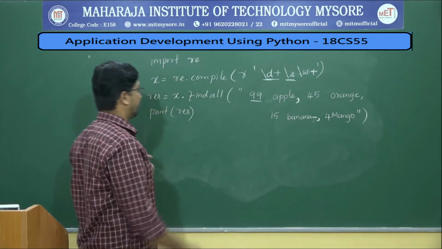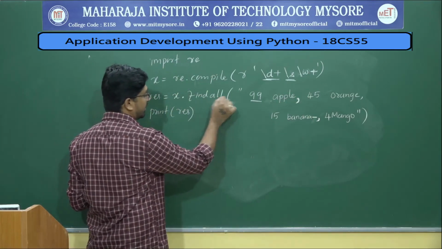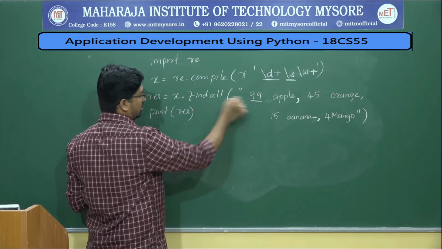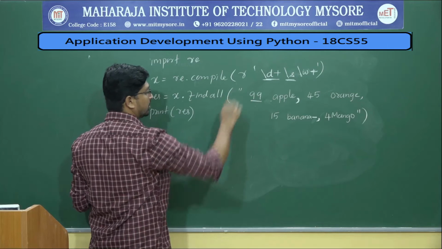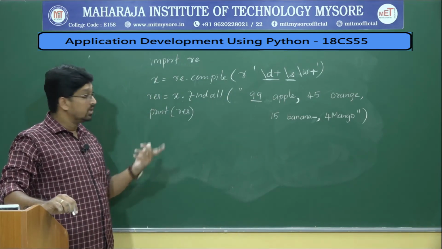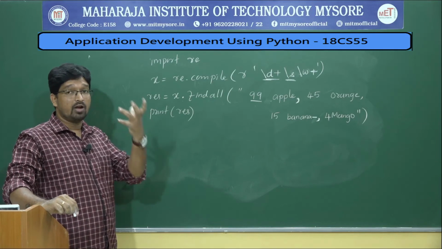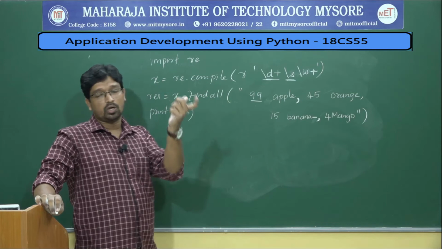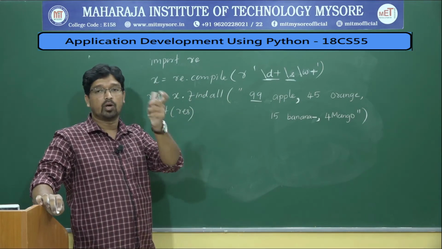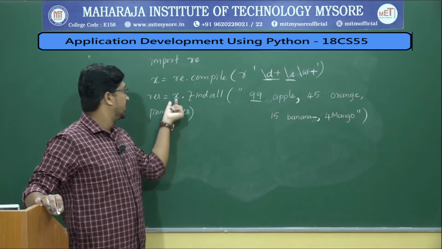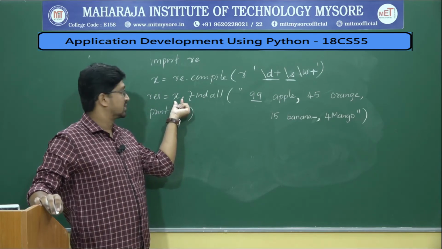So what is the output? Finally, using the find all method I am trying to give this input. So x dot find all, this is the input. Okay, how will it match? In the previous example you observed, the find all method was taking two parameters. First parameter, what is the substring; second parameter, what is the input. But here, what is the substring to be matched? It is already stored as an object x.